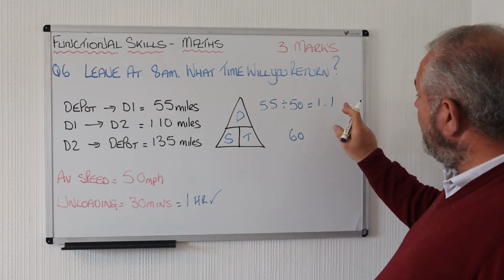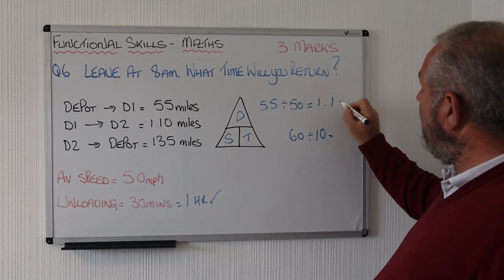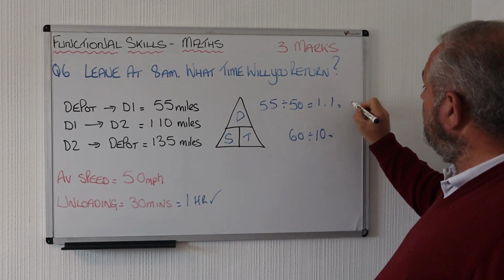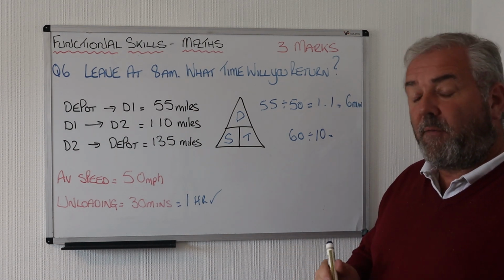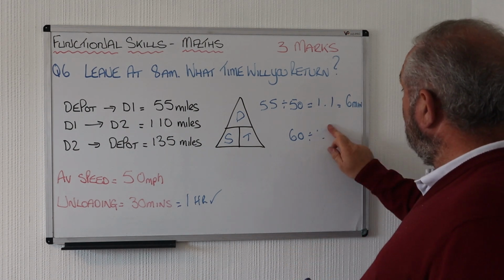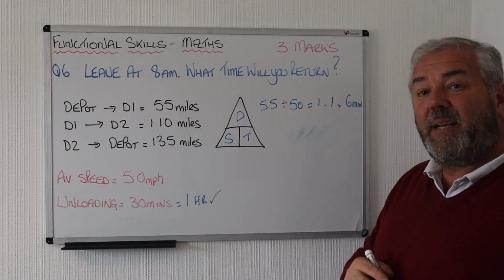Okay, and if it's taken as 0.1, which is a tenth, if we divide that by 10, that means every 0.1 is equal to 6 minutes. It's something you need to be very much aware of because it can catch us out. Alright, so the first drop-off will take us 1 hour and 6 minutes.